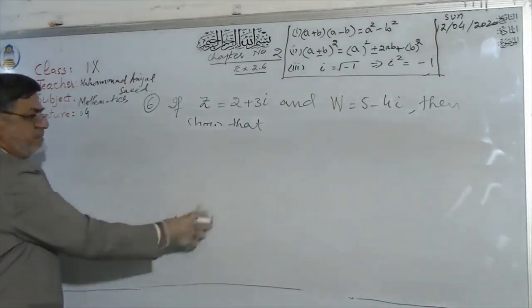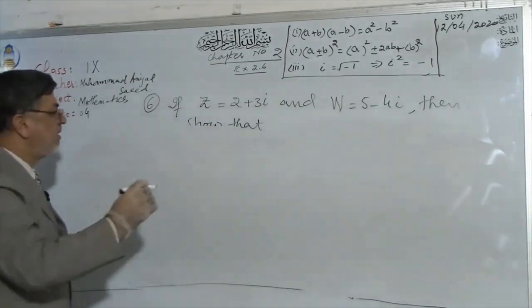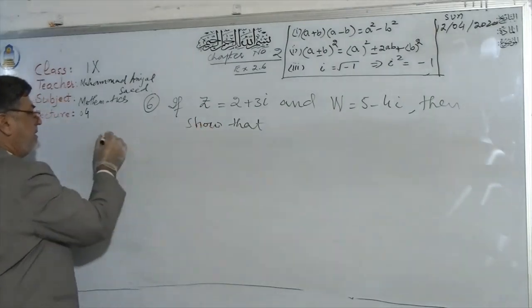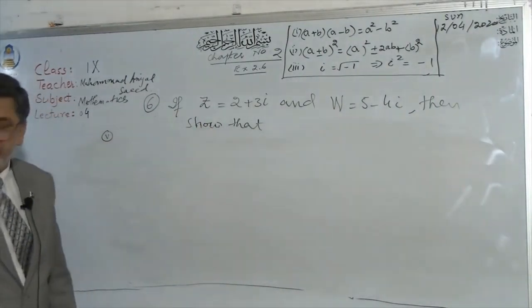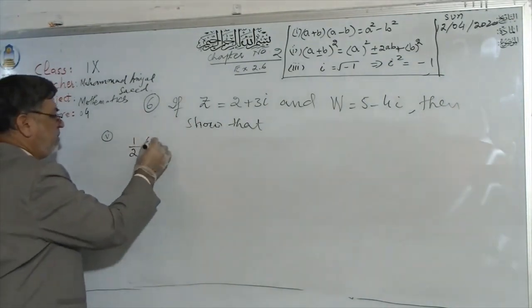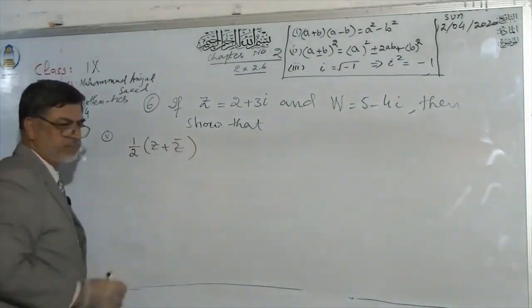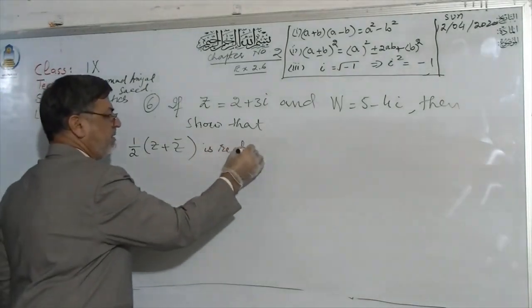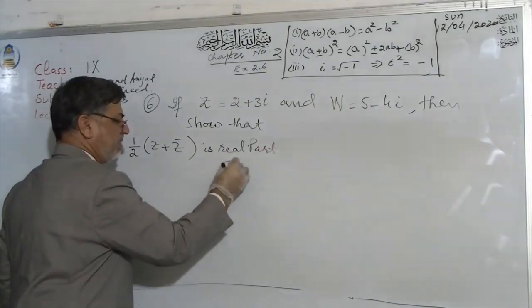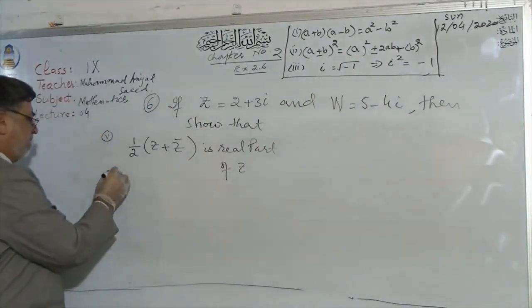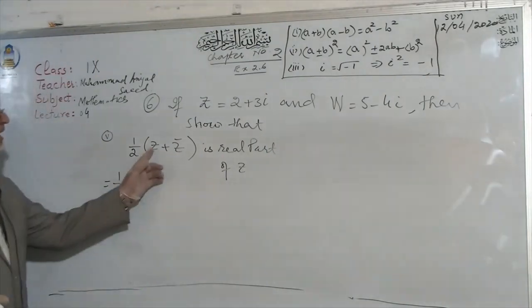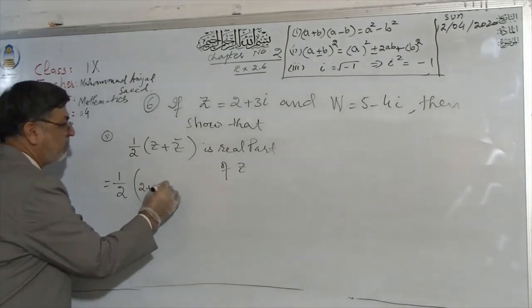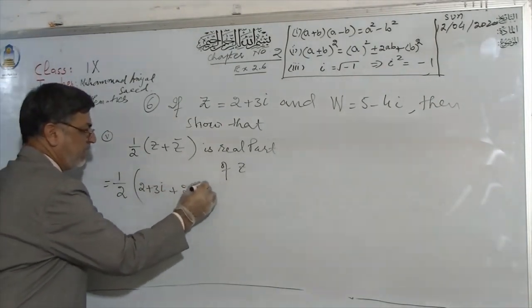Part number 5: show that 1 over 2 into z plus z bar is the real part of z. We have to prove that using the value of z. What is z? 2 plus 3 iota plus the conjugate of 2 plus 3 iota.